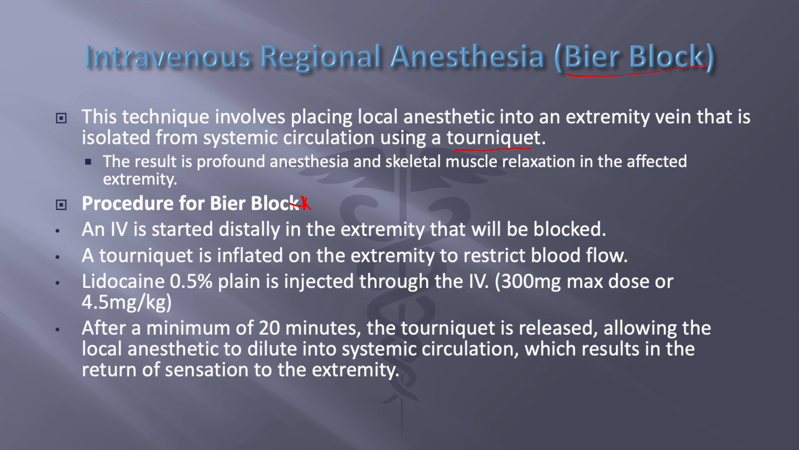Once that is inflated, we take that IV that's in that distal extremity and we're going to inject your local anesthetic. So the key here is going to be higher volume. Okay, so lidocaine 0.5% plain is injected through the IV with a 300 milligram max dose. All right, so after 20 minutes, a minimum of 20 minutes, the tourniquet can be released, allowing the local anesthetic to dilute into systemic circulation. Depending on what local anesthetic, you can get a longer duration of anesthesia in that extremity, but it just kind of depends on the culture of your facility.